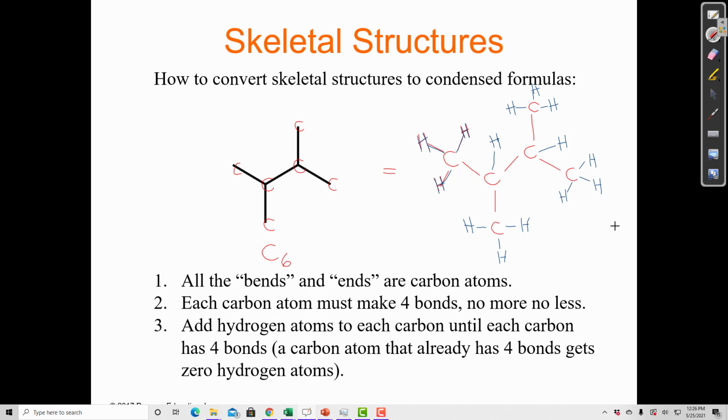So this is the expanded structure, where all of the bonds to hydrogen are explicitly drawn. If we want to convert this to the condensed structure, then I'm going to erase the carbon-hydrogen bonds. Make it a little bit simpler, right? I'll erase that. Erase the bonds to H now.